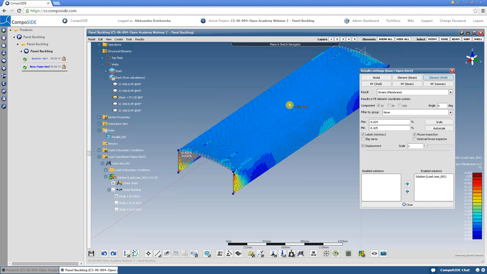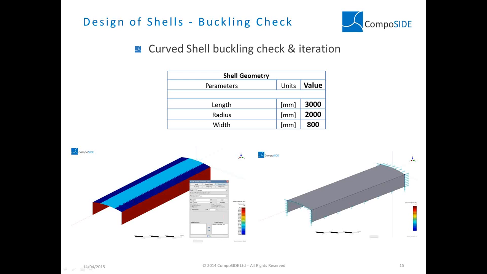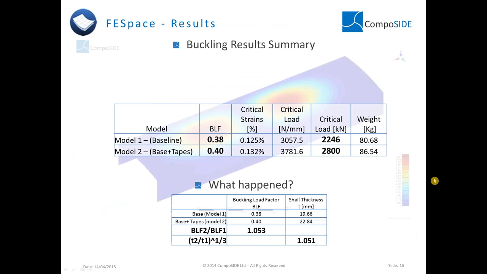Okay. So a quick summary now. We ran two basic models, one without tapes, and the other having two tapes added to the top and the bottom of the top panel. We extracted BLFs, then we could calculate the critical strains, which are potentially drivers for your design, or critical loads, or critical total loads applied to the top shell. And we can also really quickly extract weights and other elements from the model, which we are going to show you later in the next example.